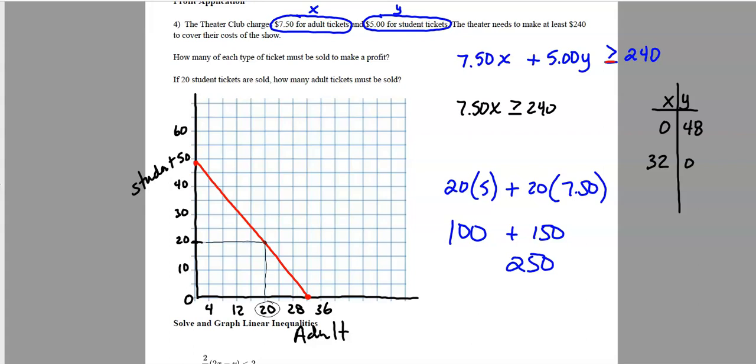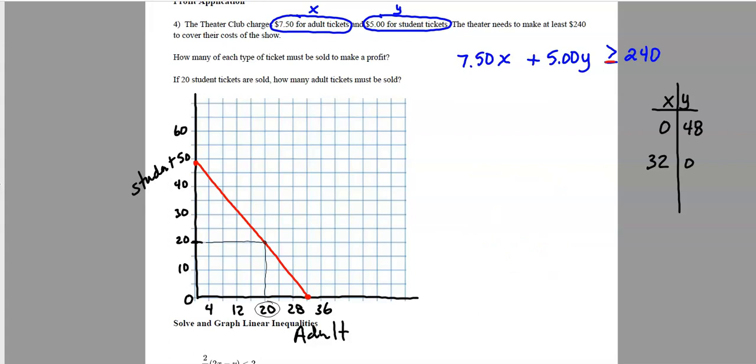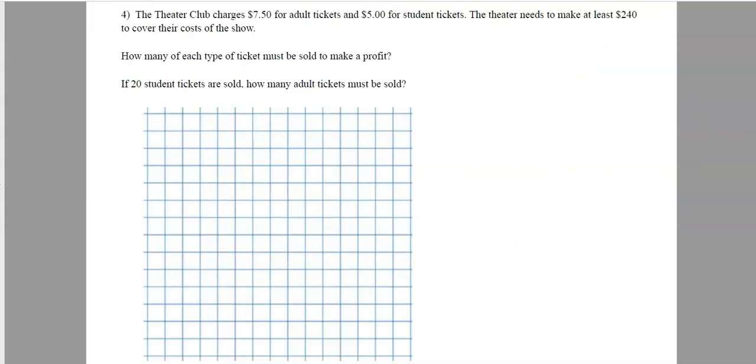So let me just maybe solve this one using algebra too, just so we can kind of see. All right, so let's take a look at the algebra way that I could do this. So I go back to my equation. I have $7.50 times x plus $5 times y, which was the student tickets. And I need to be greater than or equal to 240.